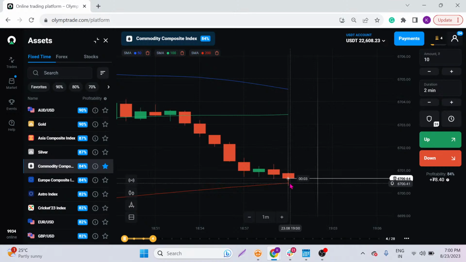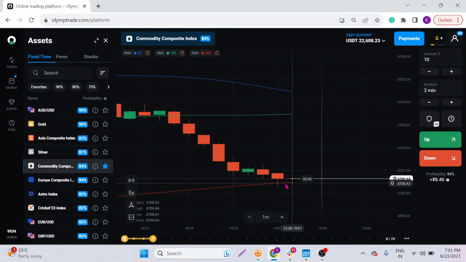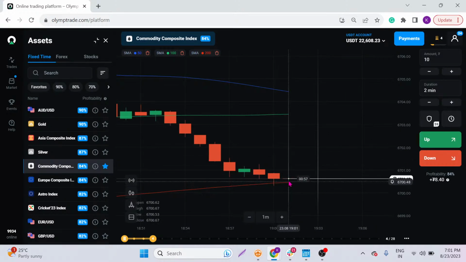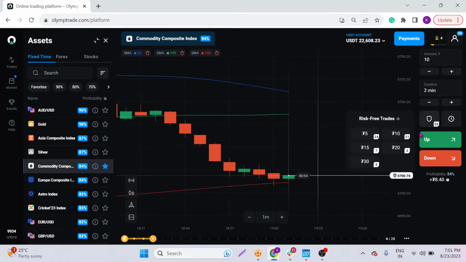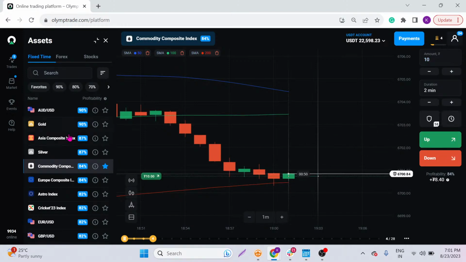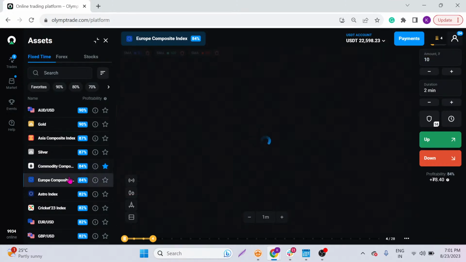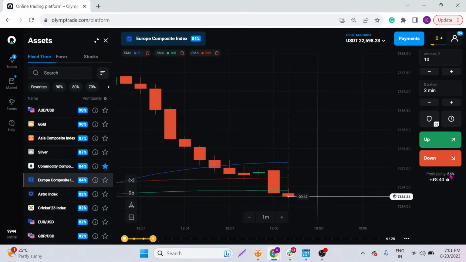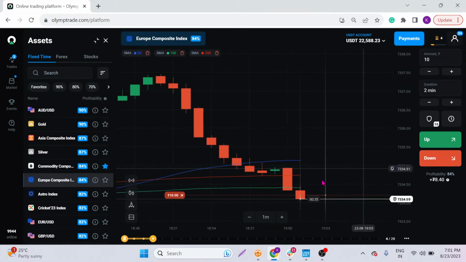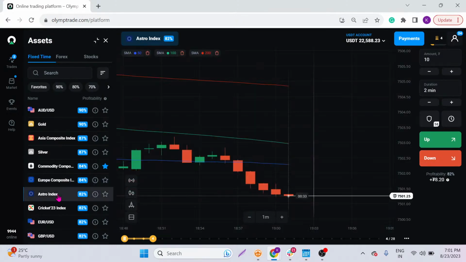So it's trying to cross, but SMA 200 is stubborn and is not letting this cross. So I will use one $10 risk-free trade, and I am going to make an upward trade because I feel that there is going to be a reversal here. Let's see what happens and how it goes. At the same time, okay, here there is a crossover. I'll make a downward trade because I feel that it crossed 100, it crossed 200, now it is going to go downwards. Let's move to other assets.